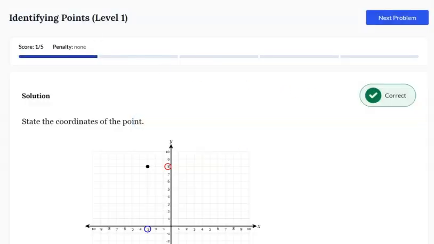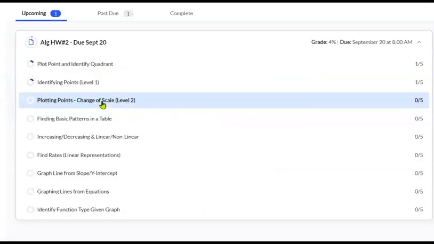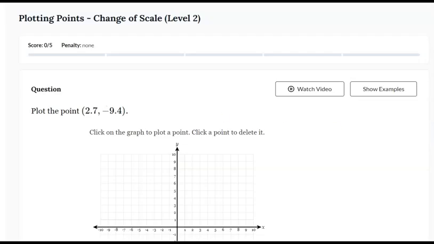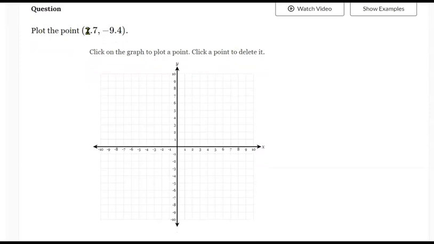On to the third topic, plotting points with a change of scale. This one is a little bit trickier because you have to estimate where this point would be located. So the point is located along the x-axis at 2.7. That means it's past 2, but not yet all the way to 3. So as we move along this x-axis, we're going to put our cursor a little bit past the 2 value, but not past the 3 value.